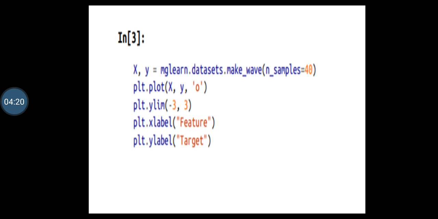So we can write the code here: X, y = mglearn.datasets.make_wave with n_samples equal to 40. Then write the code below: plt.plot with X, y, and 'o' as arguments, and plt.ylim with minus 3 and 3 as two arguments. The xlabel defines features and the ylabel defines the target.